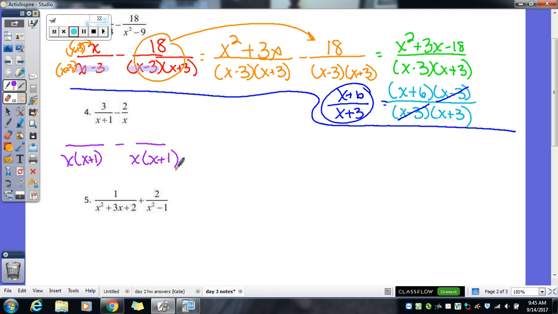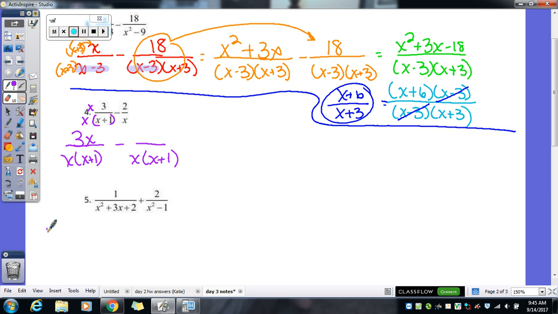It's kind of like the very first one we did. We had a 3 and a 2. You multiply those together, our common denominator was a 6. It happens the same way with these ones. Multiply them together, that's going to get you your common denominator. So my first fraction has x plus 1, which means I need to multiply it times x to get the common denominator. So that turns into a 3x.